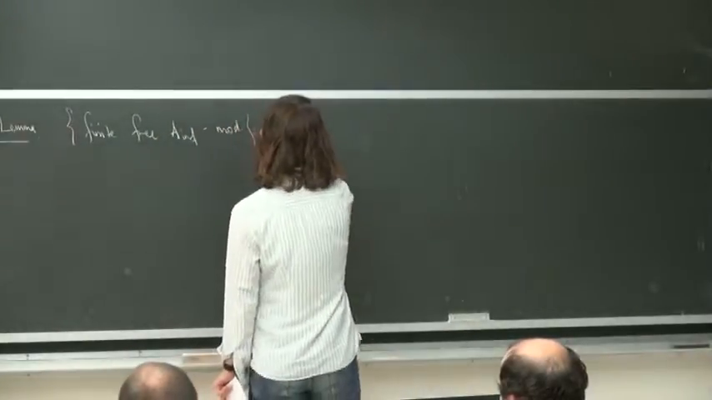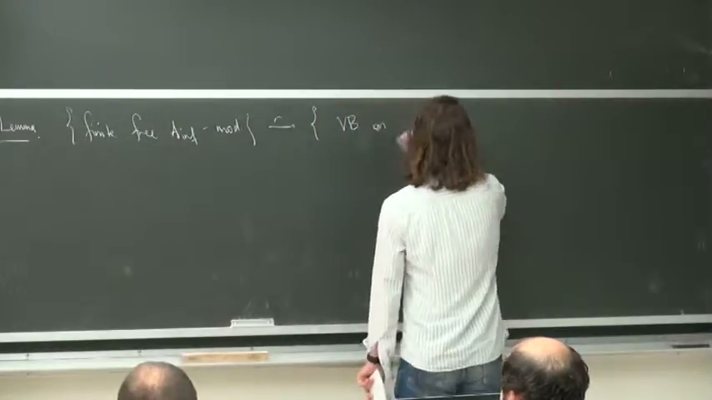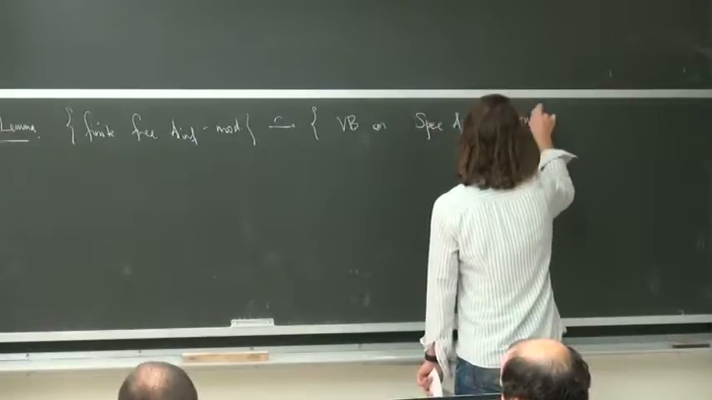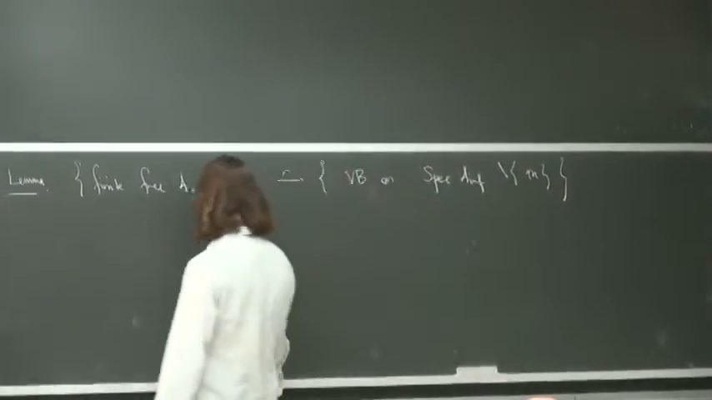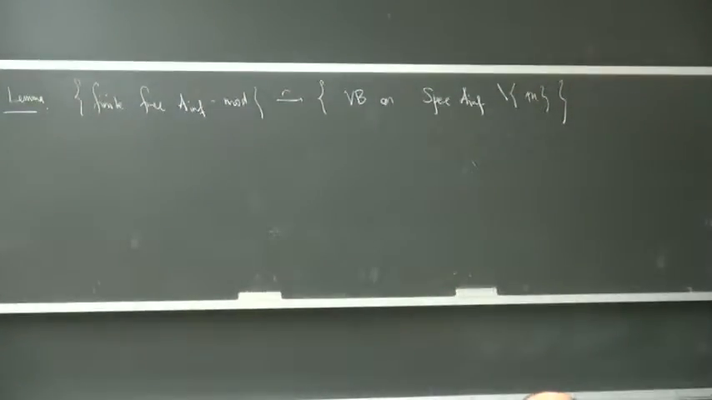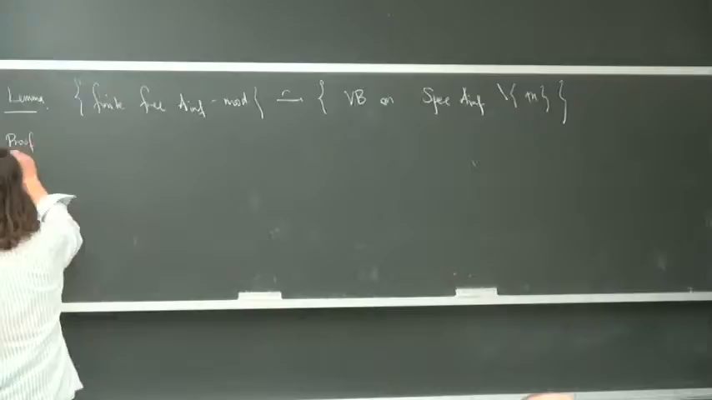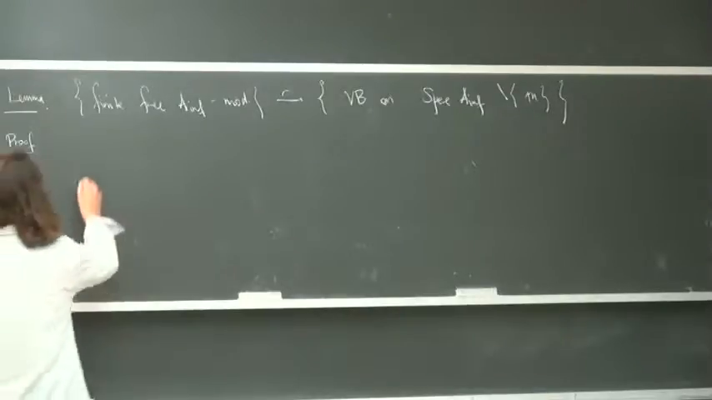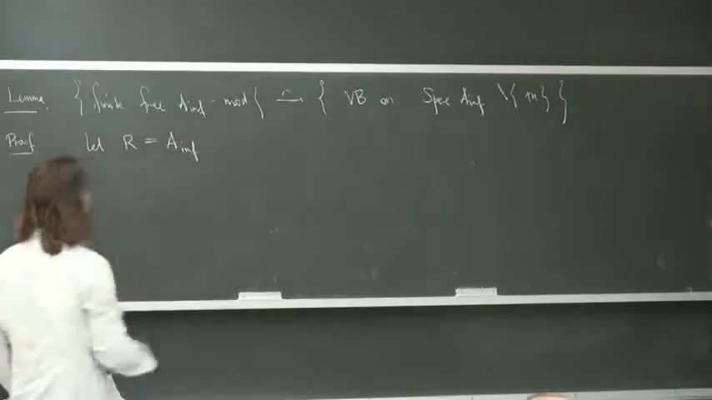Finite free A_inf modules go isomorphically to vector bundles. Or not the adic spectrum, but the usual spectrum as a scheme, with the maximal ideal removed. All right. So let R be this ring A_inf, and we will use.